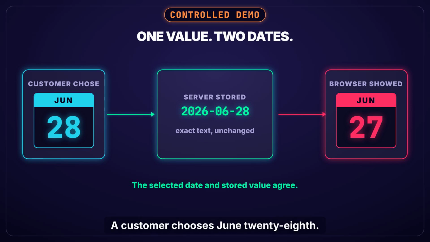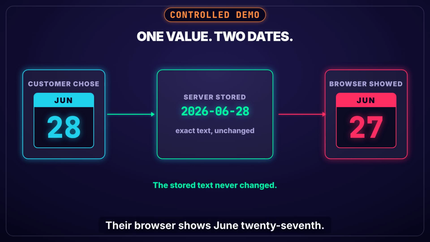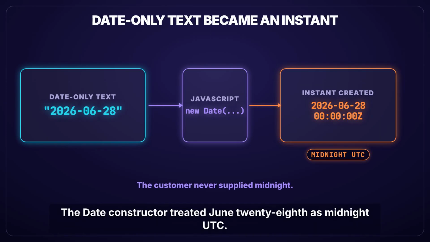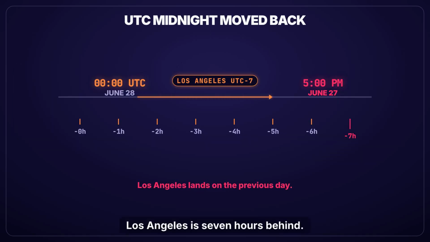A customer chooses June 28th. The server saves June 28th. Their browser shows June 27th. The saved text never changed. This line gave it a time. The date constructor treated June 28th as midnight UTC. Los Angeles is 7 hours behind, so it moved into June 27th.